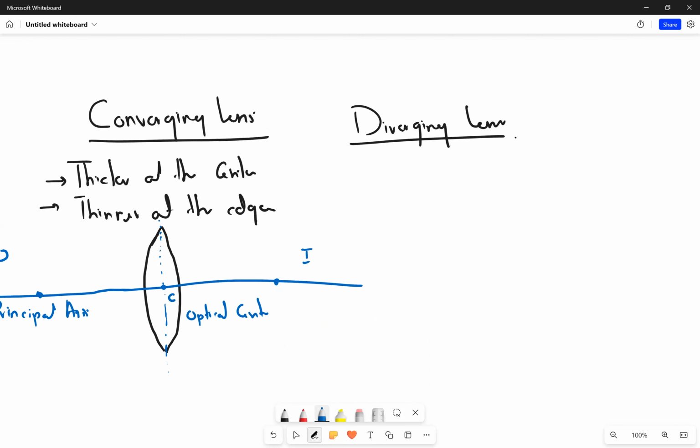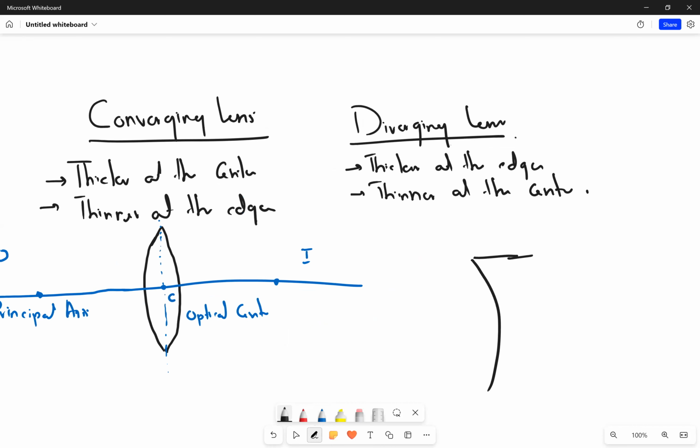Okay, then there's a diverging lens. Diverging lens is thicker at the edges and thinner at the center. So if you want to look at the diagram, it will be something like this.